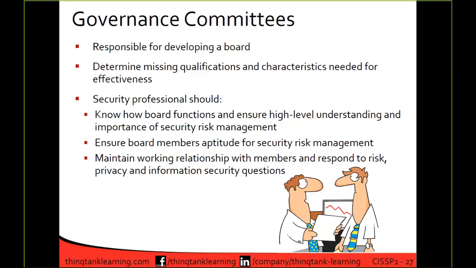Right? What is the responsibility of a change control board in an organization? Any ideas?